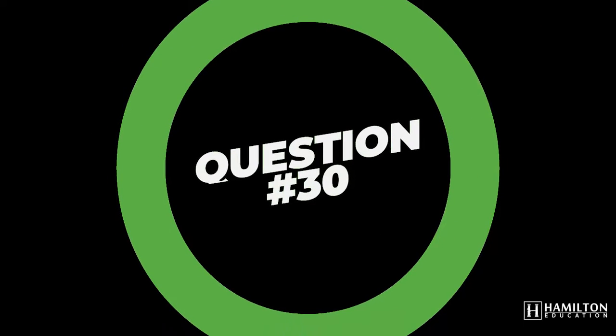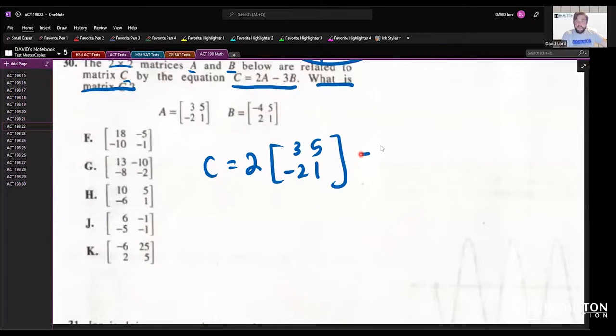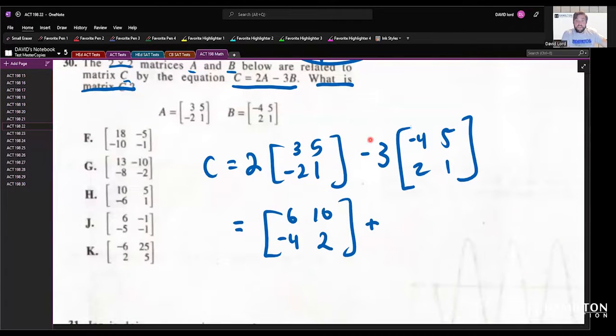Question number 30. The 2 by 2 matrices A and B are below, related to the matrix C by the equation C is equal to 2A minus 3B. What is matrix C? Well, in order to do this properly, I'm going to set this up as C is equal to 2 times the matrix 3, 5, negative 2, 1, minus 3 times the matrix negative 4, 5, 2, 1. So I'm going to distribute the 2 into every term and negative 3 into every term. So this will become 6, 10, negative 4, 2. And then I'm going to write a plus sign here, because I'm going to distribute the negative inside.